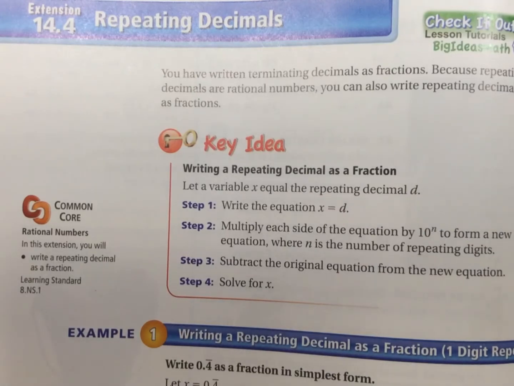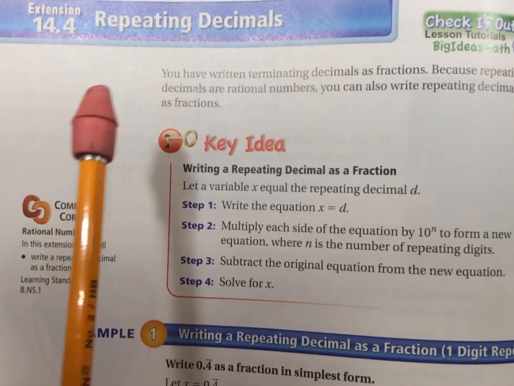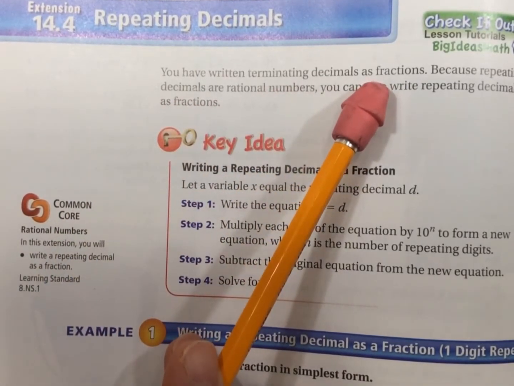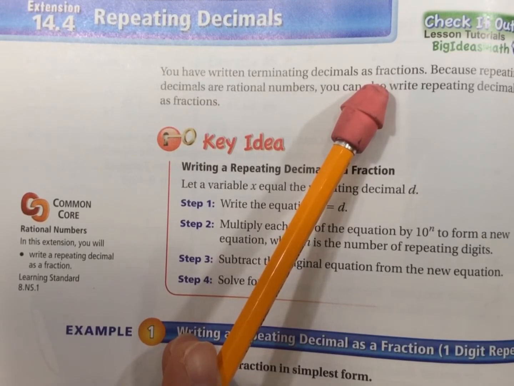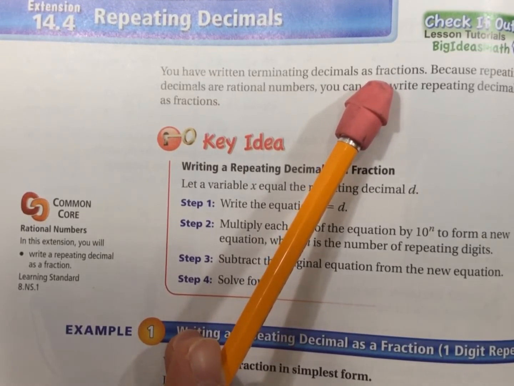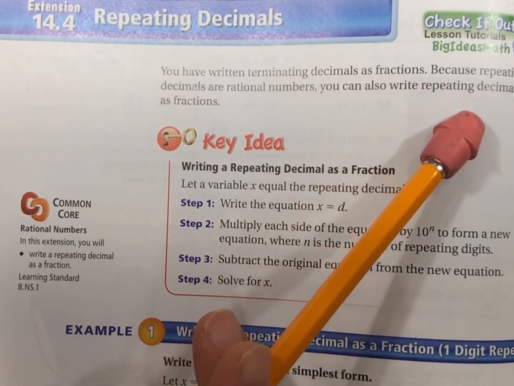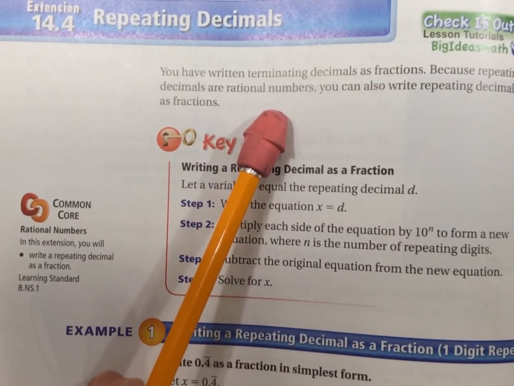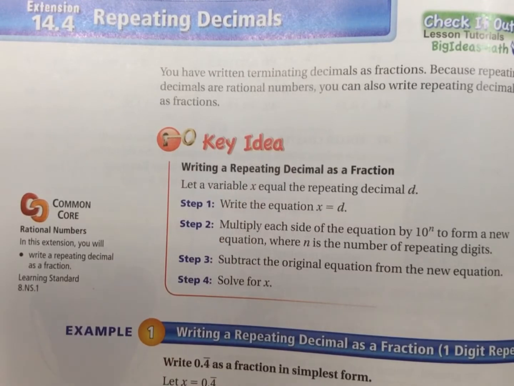Okay, this is extension for 14.4, repeating decimals. Now, you have already written terminating decimals as fractions. For instance, 0.7 is 7/10. But because repeating decimals are rational numbers, they can also be written as fractions. So we have to be able to write repeating decimals as fractions.